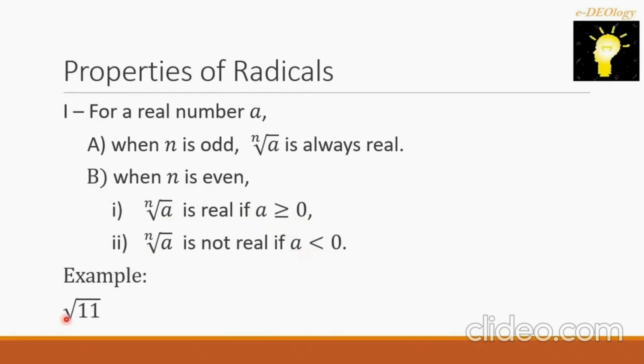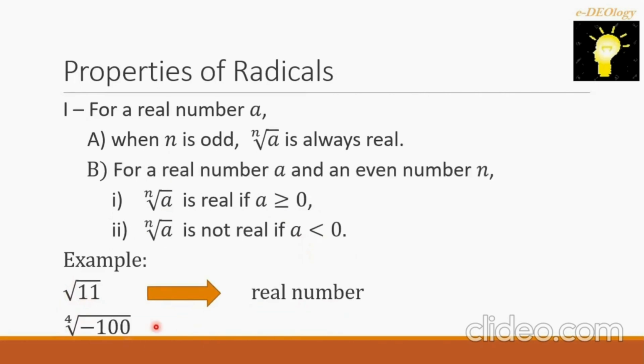Let us have example. The square root of 11. So 11 is a real number. In here, our index is 2. So the square root of 11 is a real number. Another example is the 4th root of negative 100. Obviously, our index is 4. It is an even number. Our radicand is a negative number. So in this case, the 4th root of negative 100 is not a real number.